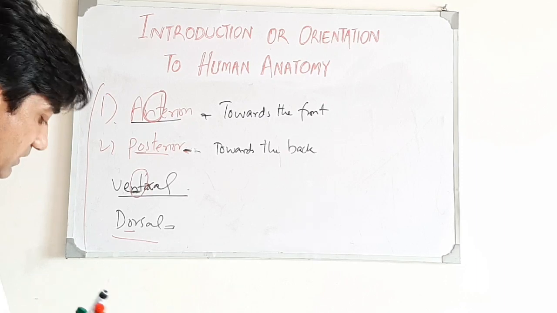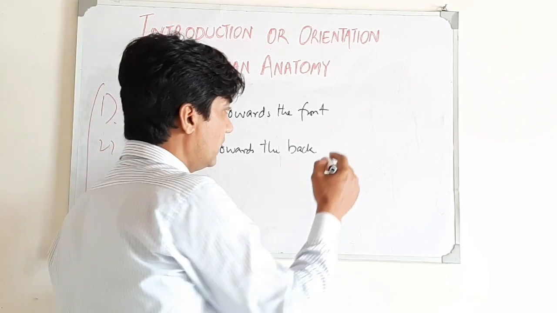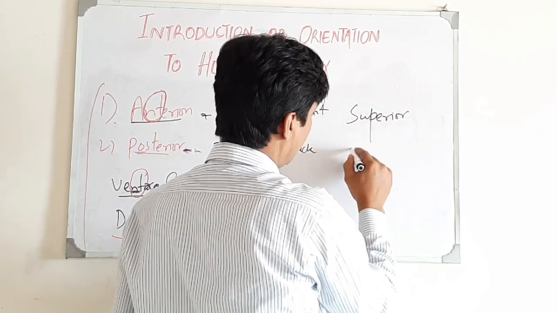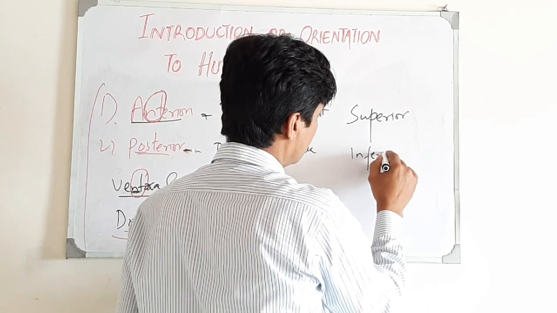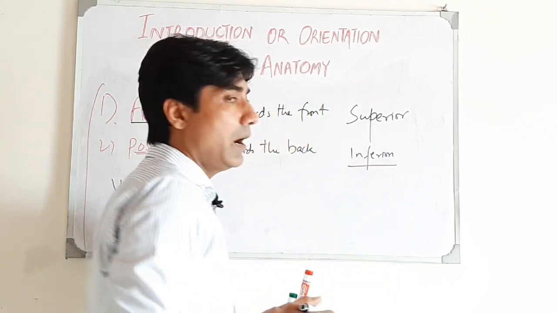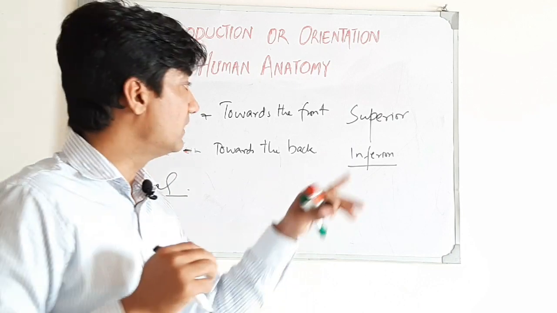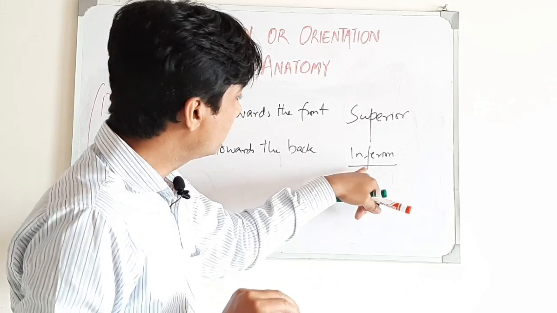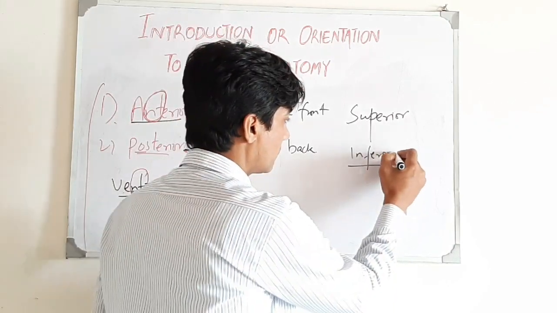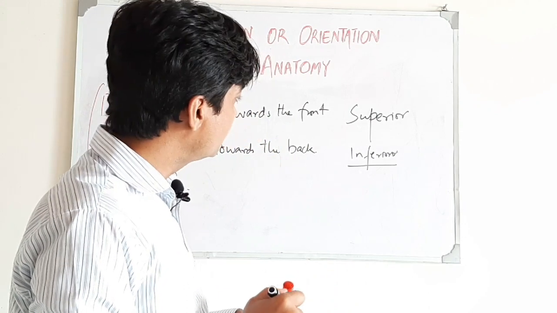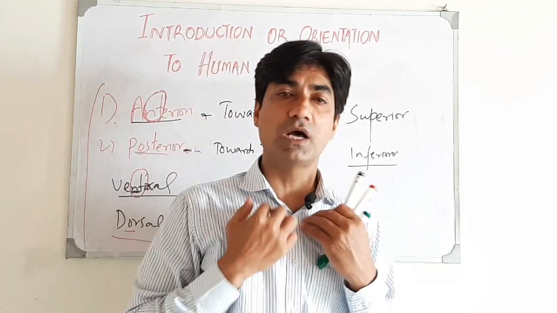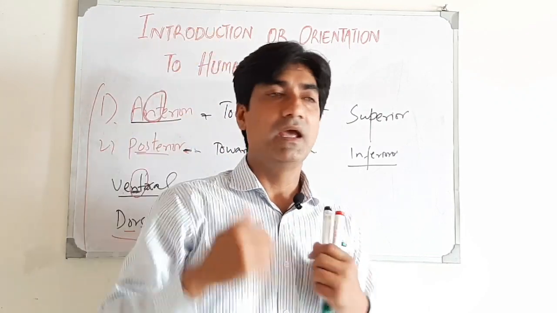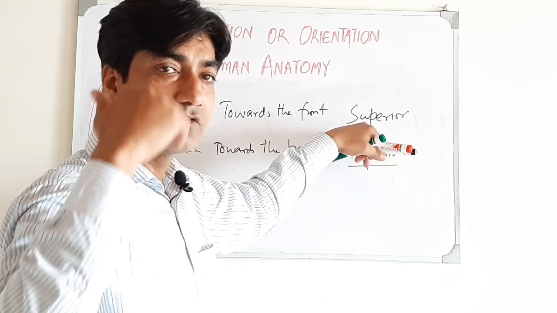And the remaining terms, that is superior and inferior. The upper structure of the body, that's called superior, and the lower structure of the body, that's called inferior. How can we describe this structure? The head is superior to the clavicle. Here is the clavicle bone and here is the head, superior. The head is superior to the clavicle bone.